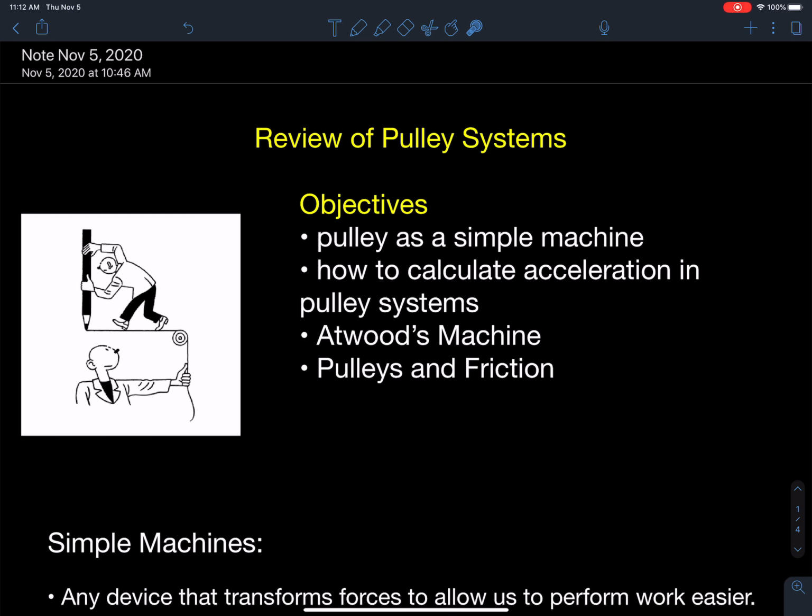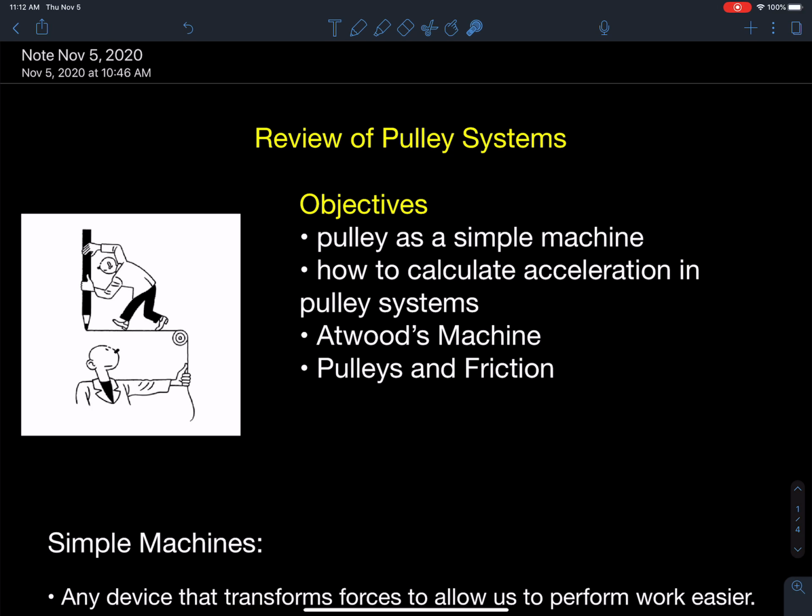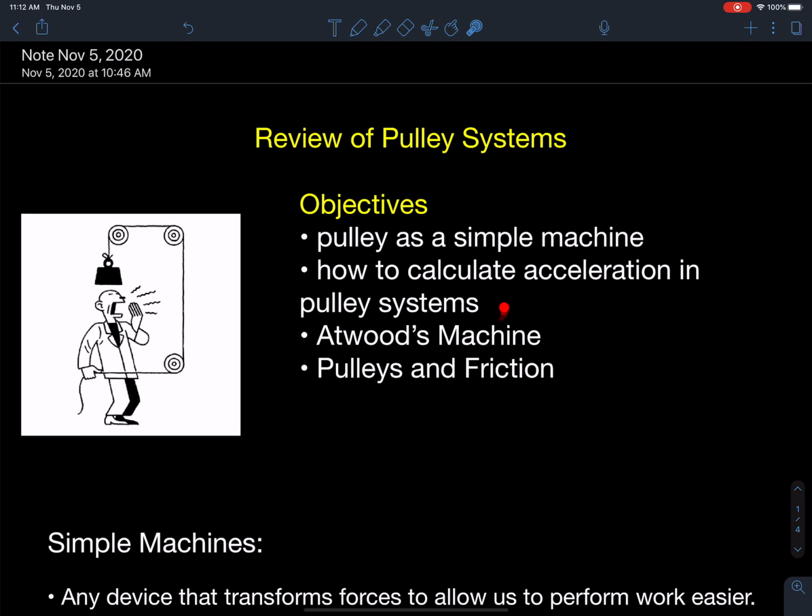So how do we use them? How do we work with them? And how do we calculate things such as acceleration on pulleys is going to be the topic of what we're after. So we're first going to review what a simple machine is. Then we're going to learn how to calculate acceleration in pulley systems, particularly the Atwood's machine. And then we're going to do some complicated ones where we look at pulleys and friction.